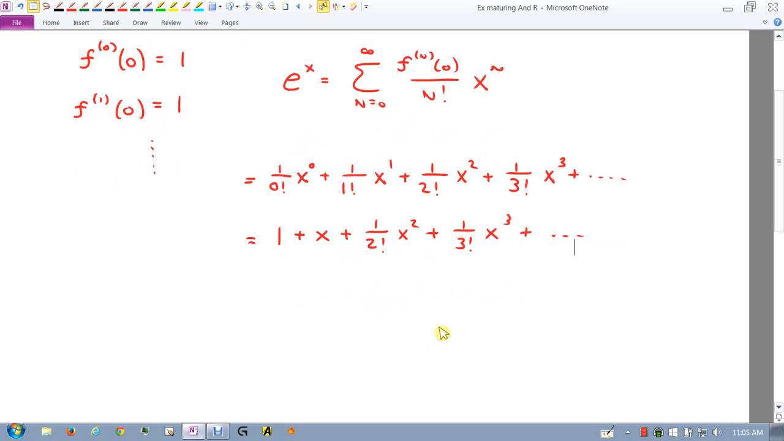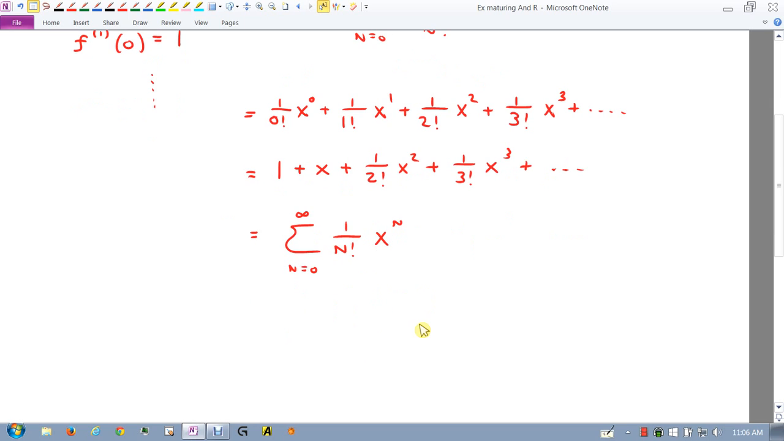And if we write that as a power series, it's just 1 over n factorial x to the n. That's it right there. Doesn't alternate, so we don't have to worry about that. The bottoms are always factorials. The powers on x just keep going up by 1. And that's your power series.